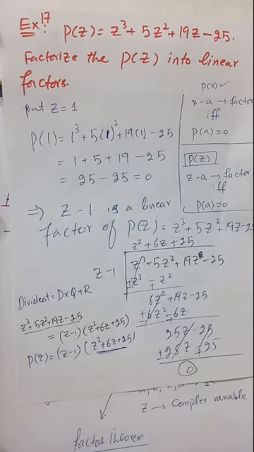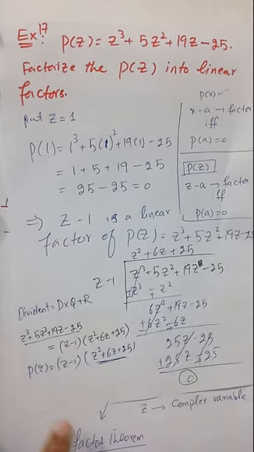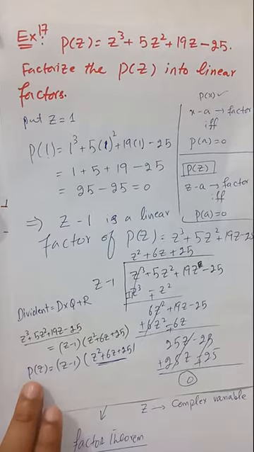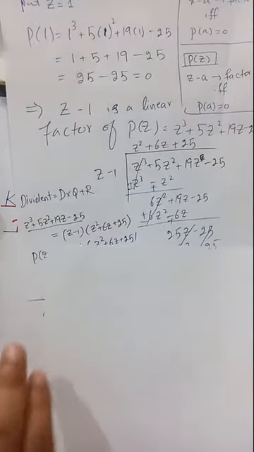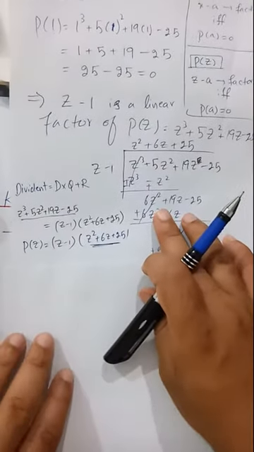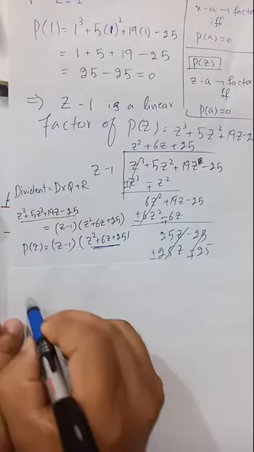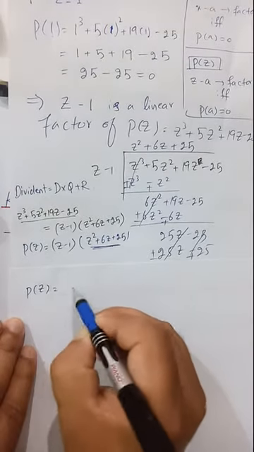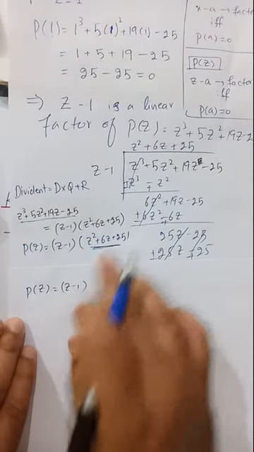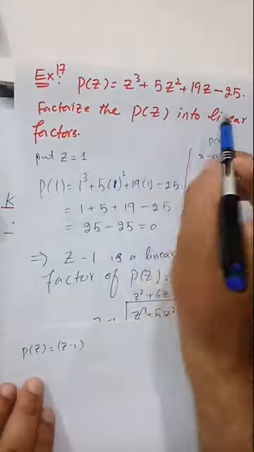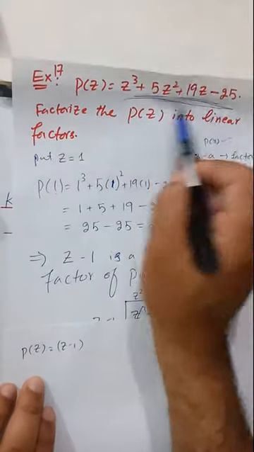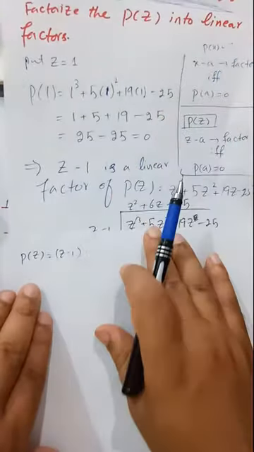Now we will do this by the completing square method. You already know the method of completing square. Now what is the method of completing square? If I write this p of z, z minus 1. P of z is the given polynomial which you need to convert into linear factors.